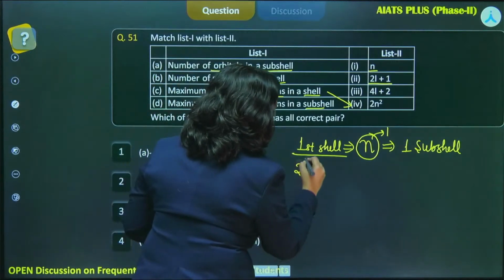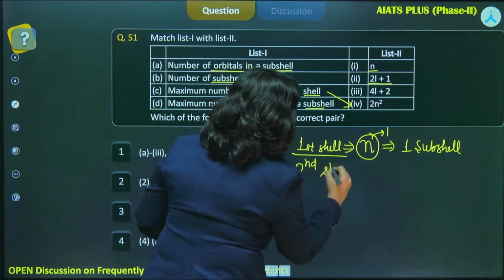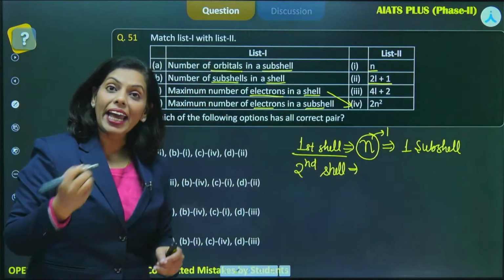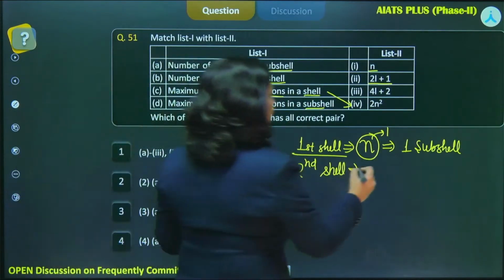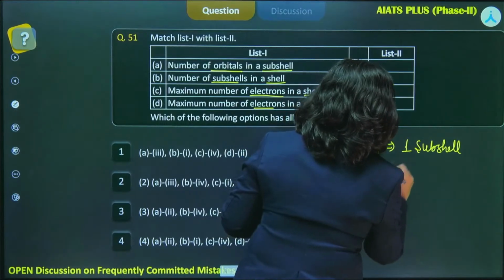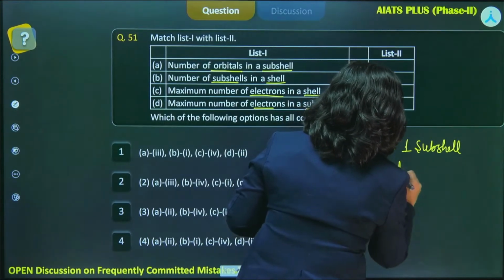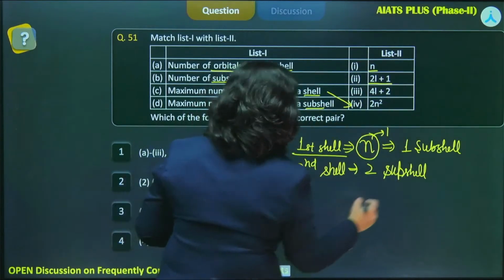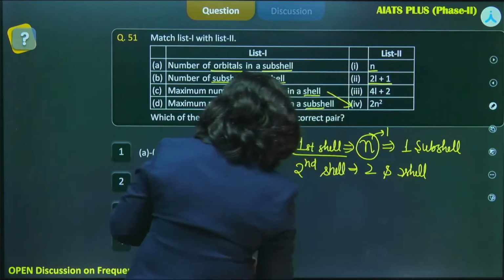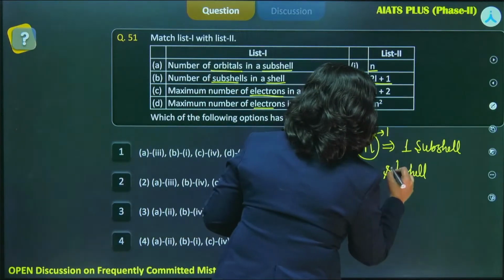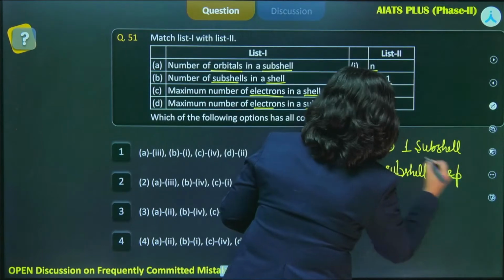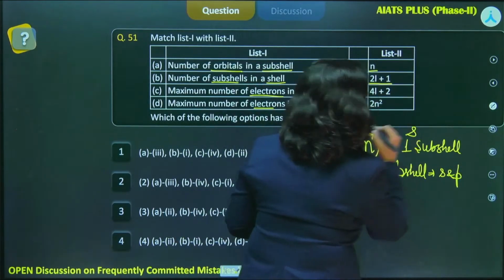Right? Now, the first shell has one subshell. What about the second shell? How many subshells would be there in the second shell? N only. 2 only. Right? 2 subshells would be there. What are the names of those subshells? Yes. So, these are S and P. In the first shell, only S subshell is there.